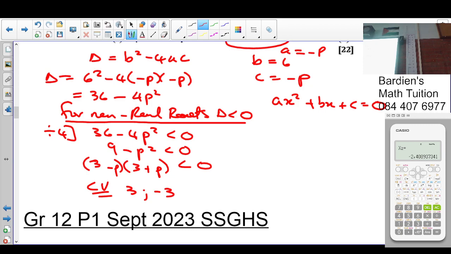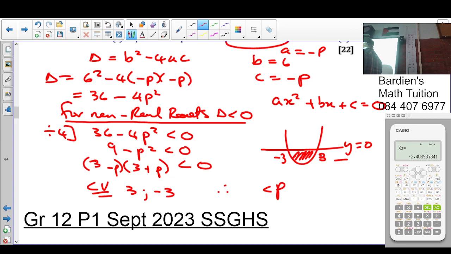So now, if I get your graph, it's negative 3 and 3. This is y is equal to 0. Less than is below this line. Okay, so therefore, p has to be greater than negative 3, but less than 3.